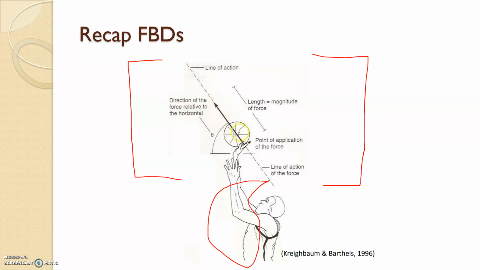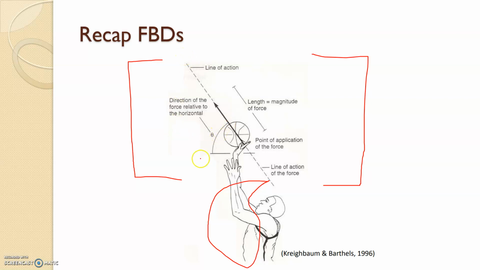Okay, what I mean by that is you don't want a force going off your page or an arrow that's too small. Okay, it has to be in line with the action of force, so i.e. the point in line with the point of contact and which direction the ball was going in.